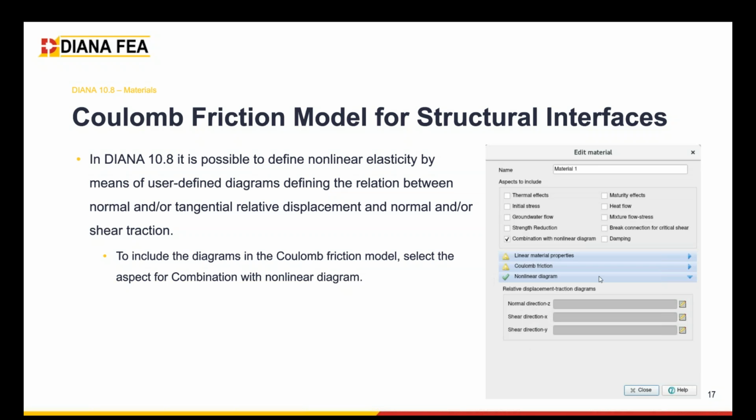And to do so, this is the dialogue of the Coulomb friction material model for structural interfaces. So you can select here the aspect to include, that is the combination with nonlinear diagram. And then here you have the tables to input these user-defined diagrams.